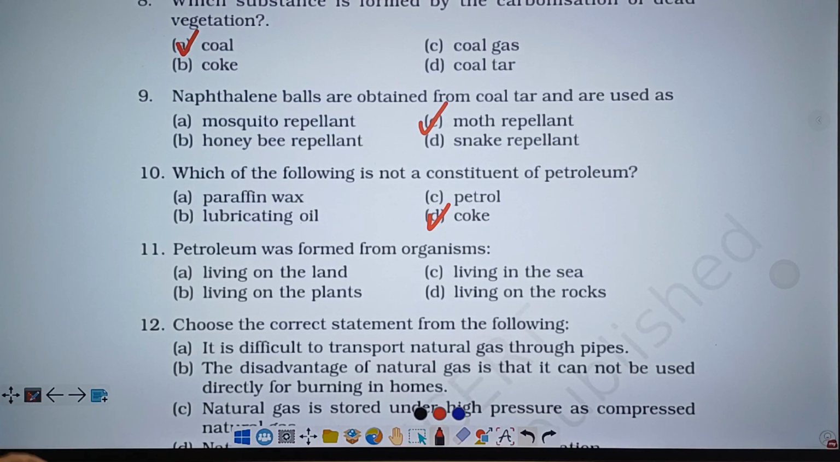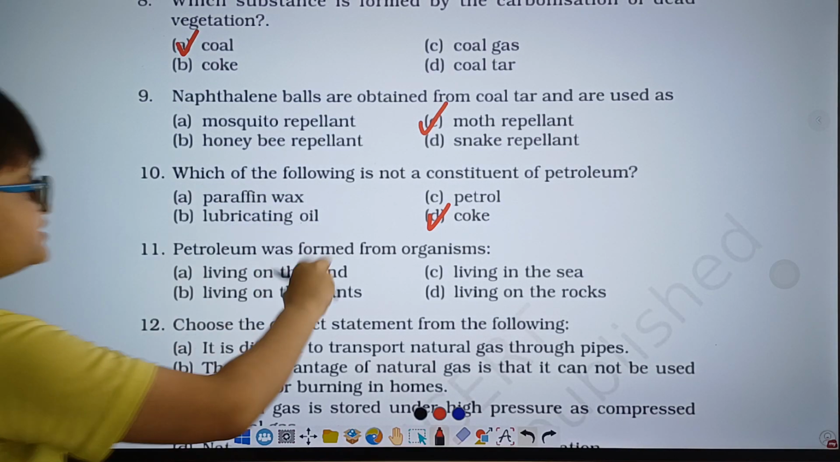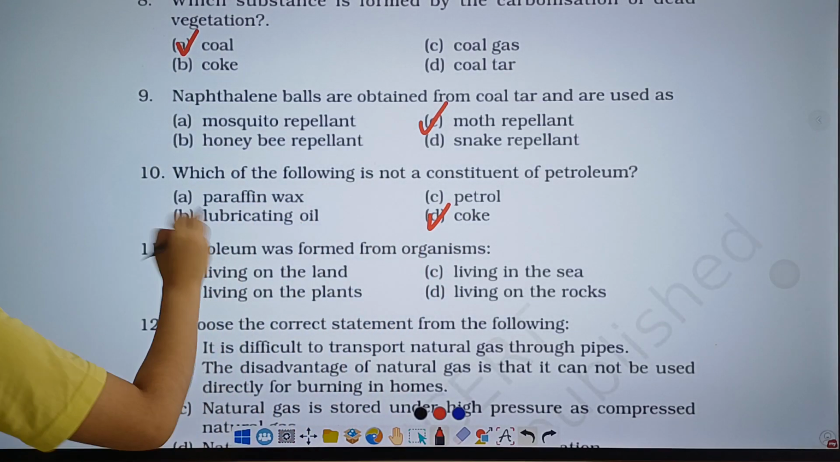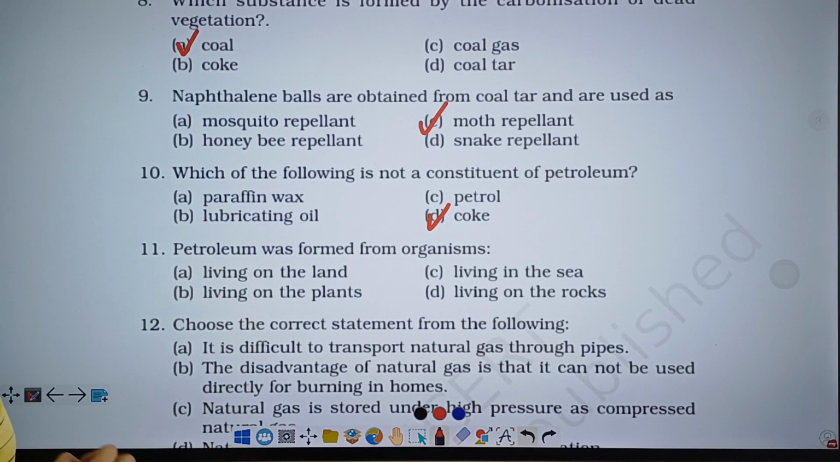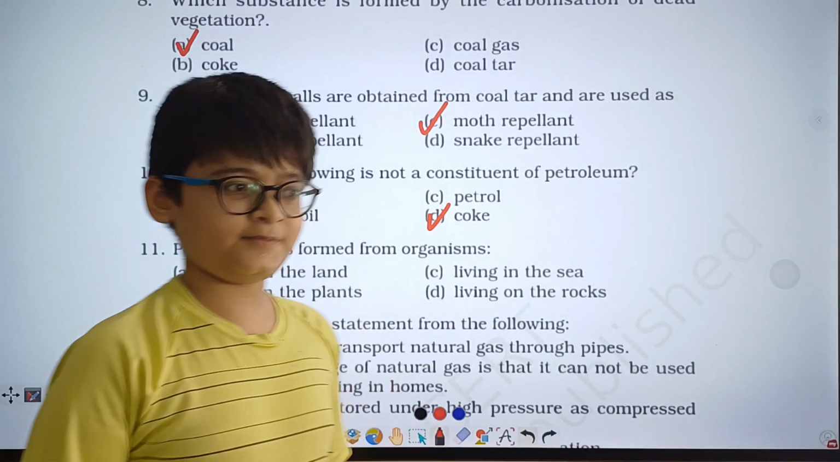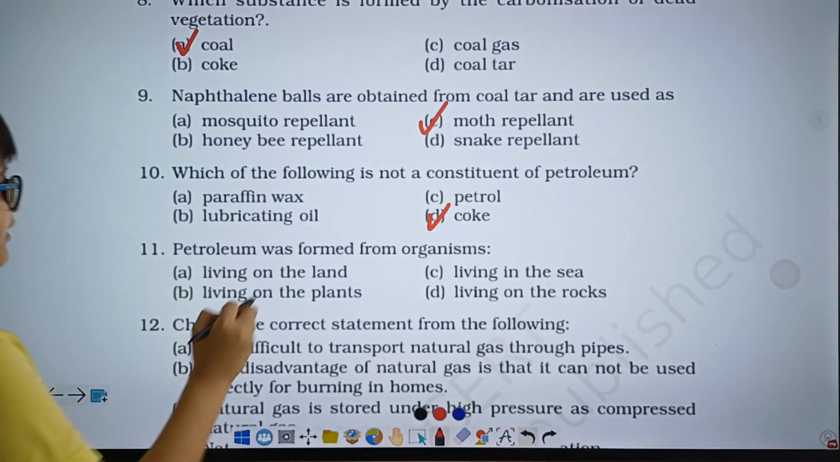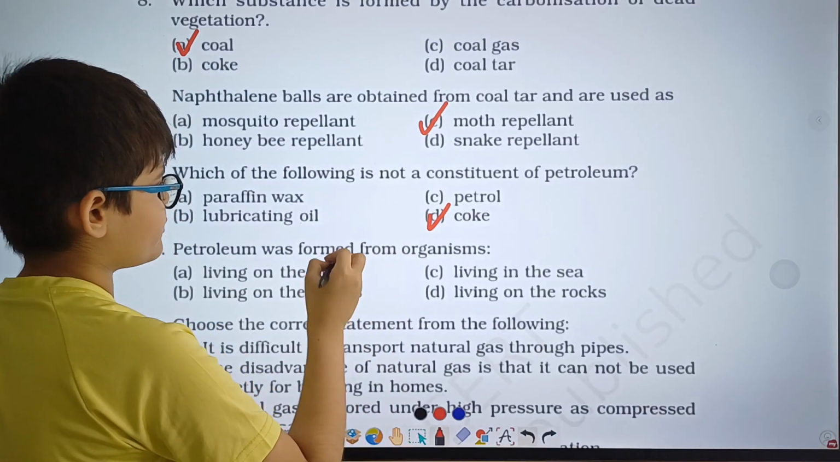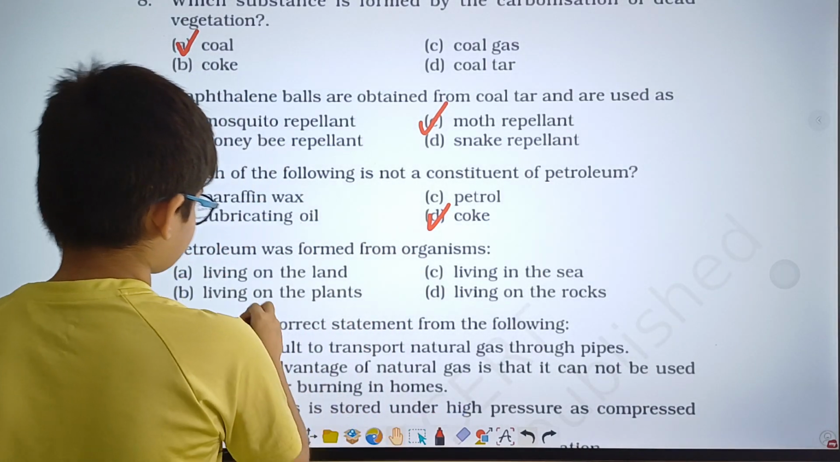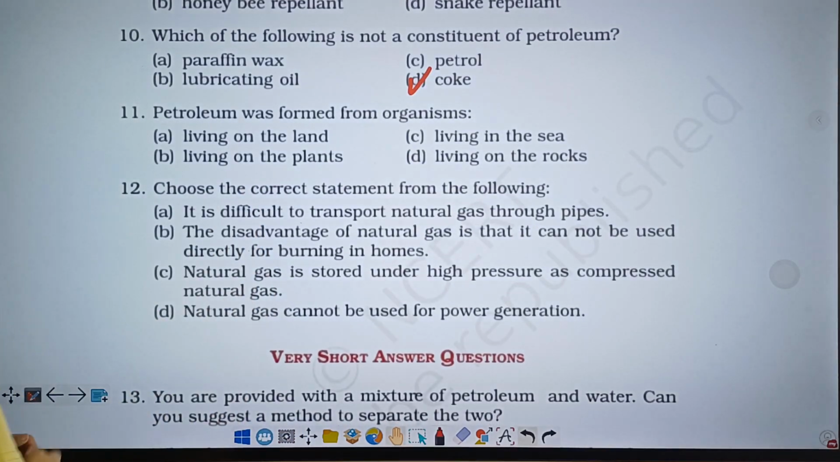The reason why this is the correct answer, because all of these, petrol, paraffin wax and lubricating oil, all of these are made from petroleum, whereas coke is made from coal. Alright. Hence why coke is not the constituent of petroleum. Alright, let's solve question 11.